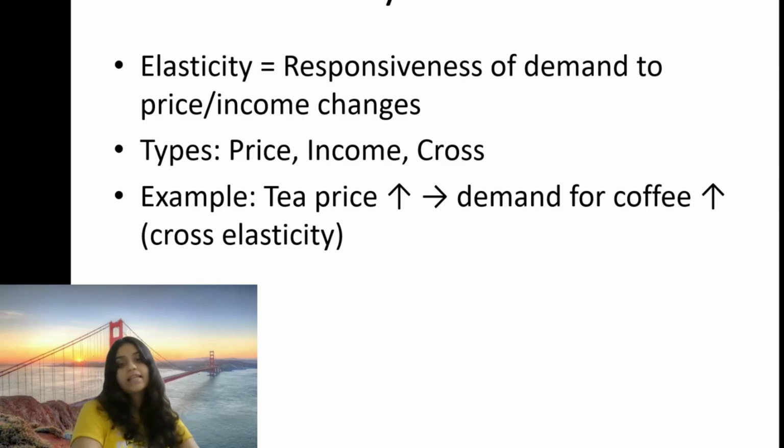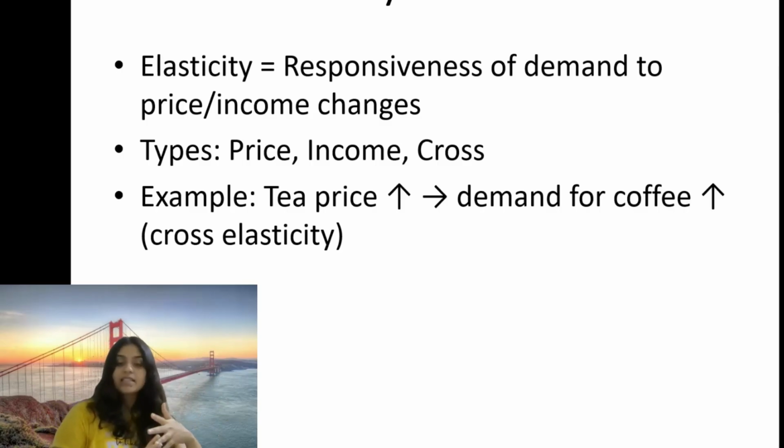Next is cross price elasticity. This tells us how the demand for one product responds to changes in another product's price. Let's take an example. Suppose there is coffee and there is tea. If coffee prices rise, people will switch to tea. They will not go towards coffee, they will go to tea. And this is what cross price elasticity means.